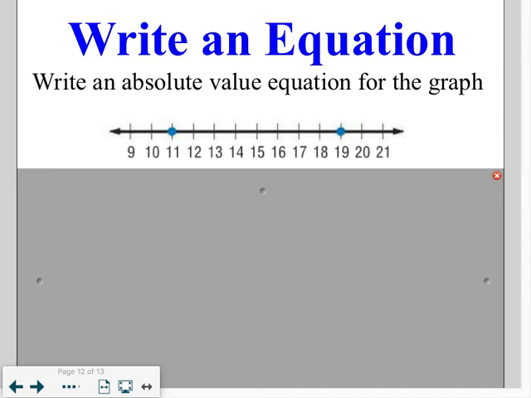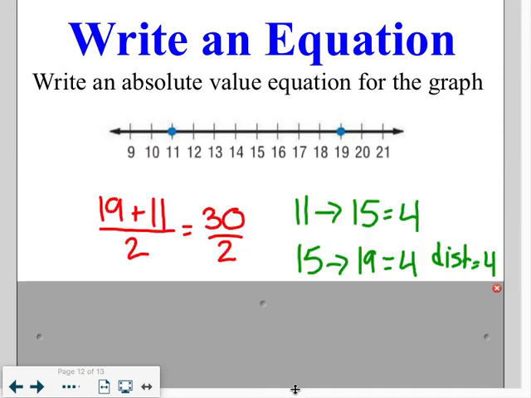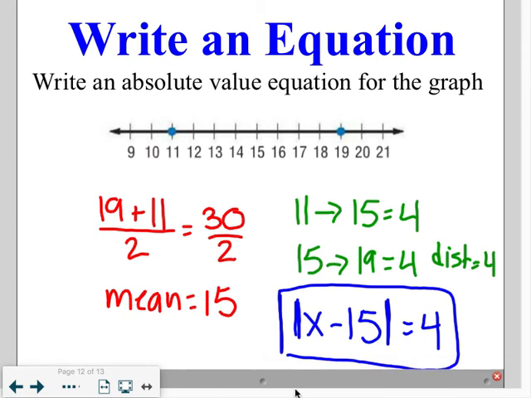Go ahead and try this problem on your own. You should have ended up with a final answer of the absolute value of x minus 15 is equal to 4. If you have questions about this or anything else we covered in the lesson, please let me know when you get to class.